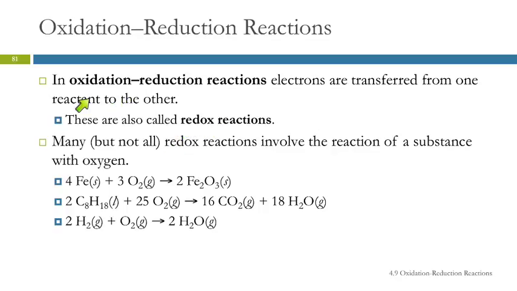In an oxidation-reduction reaction, we get electrons being transferred from one of the reactants to another of the reactants. And that's what defines it as an oxidation-reduction reaction. Many of these reactions involve something reacting with oxygen. But you can have redox reactions that do not involve oxygen.